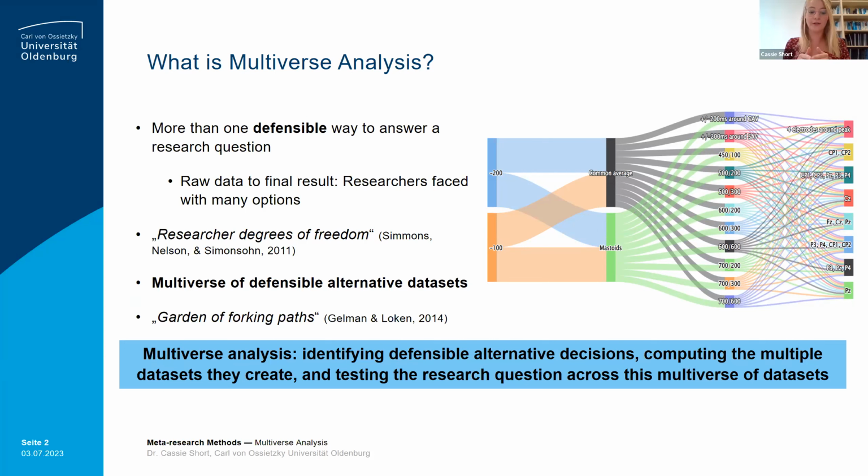So the idea of a multiverse analysis is that we navigate what's been termed the garden of forking paths. If we get to a step and say, I'm not just going to follow one defensible route, instead I'm going to follow 2 or 3 or however many you believe to be equally plausible, then this results in a whole multiverse of data sets at the end rather than just one. A multiverse analysis involves identifying all of these defensible alternative decisions along the way. It involves computing the multiple data sets that they create, so running every single pipeline that you've identified, and then testing your research question across this whole multiverse of data sets.